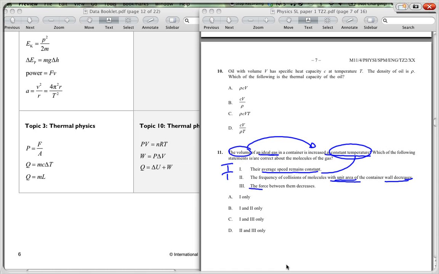And the force between them decreases. Well, as we mentioned before, because this is an ideal gas, we say that there's no force in between them. The only force that happens is when they collide, and that will stay the same. That won't be changed. So this is false. So we're looking at B is correct. Only 1 and 2 are correct for question 11.